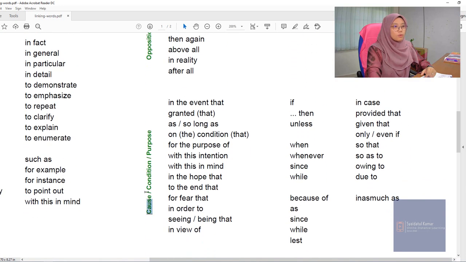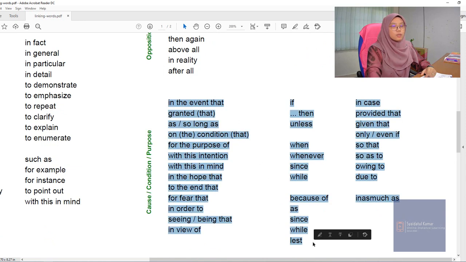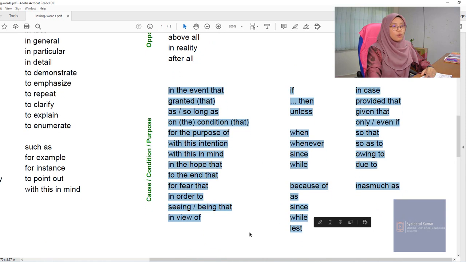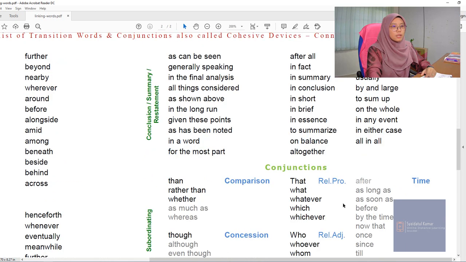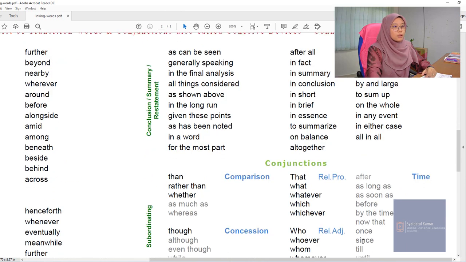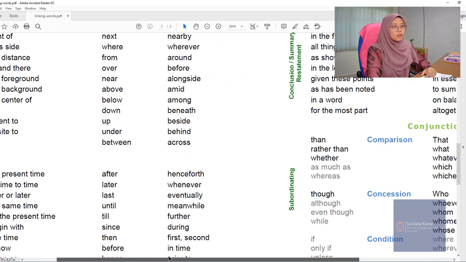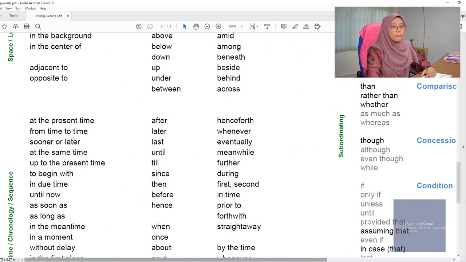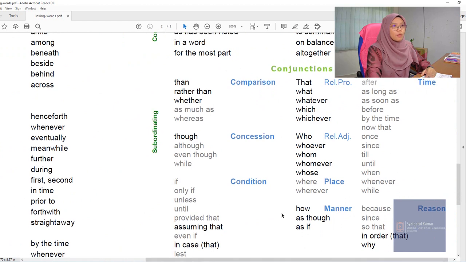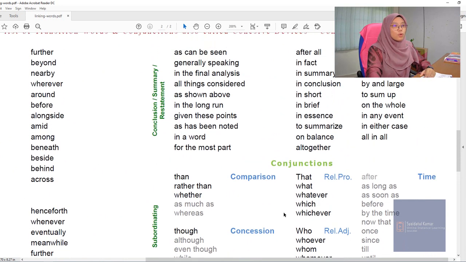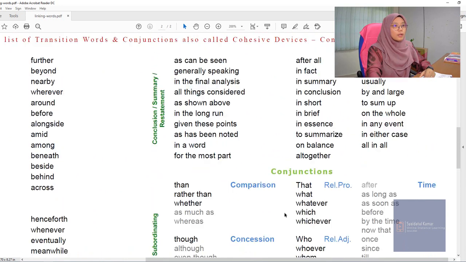We are talking about cause, condition, and purpose. So these are the words that you can use in the event of, as much as.